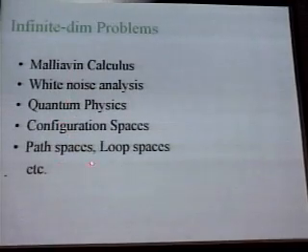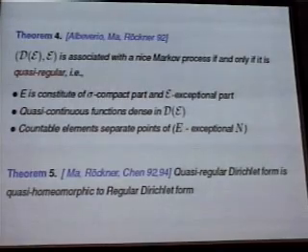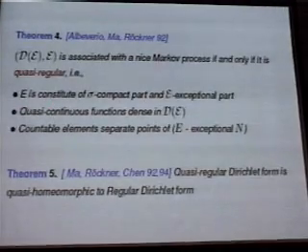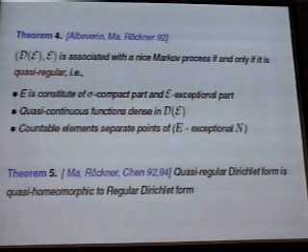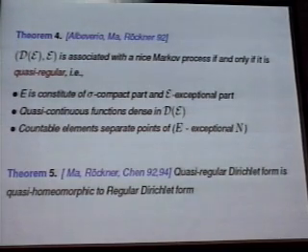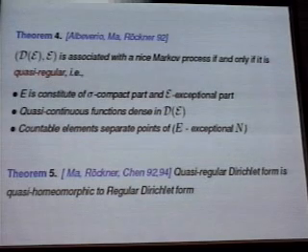Also, in the infinite dimensional case, there are many cases where the space is not locally compact. So you have to extend the theorem. So in the 1990s, we found a way to extend it, and we call it a quasi-regular Dirichlet form. This is the title of my talk. This is quasi-regular Dirichlet form, which provides a one-to-one correspondence between Dirichlet forms and Markov processes.